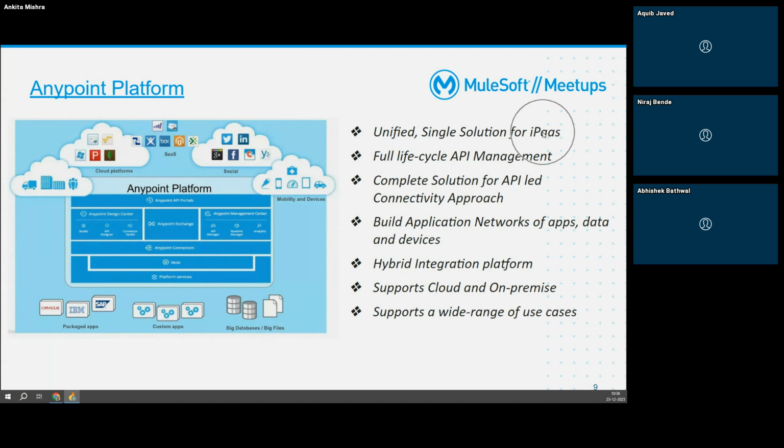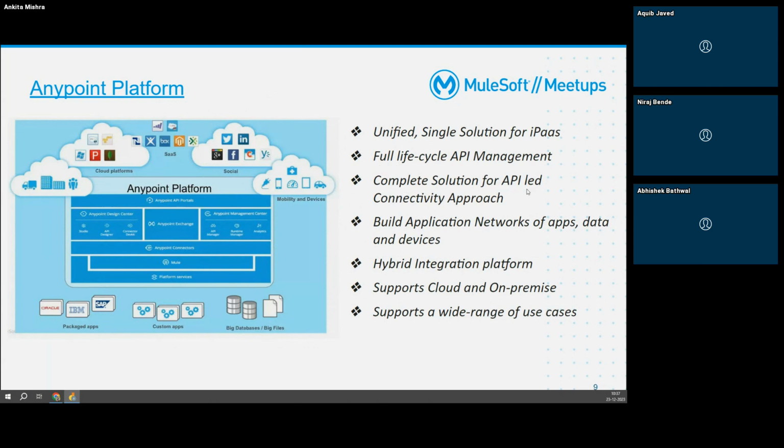So we are going to talk about this iPaaS in our next meetup, where we will focus on cloud computing. And we will talk about cloud computing from scratch. So we'll talk about what is cloud computing, and then subsequently we are also going to focus on what is this iPaaS. But as of now, you can understand that this is a single solution provided to us by MuleSoft, which can take care of full lifecycle API management.